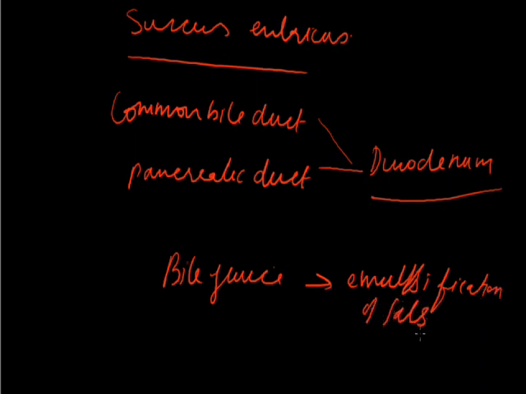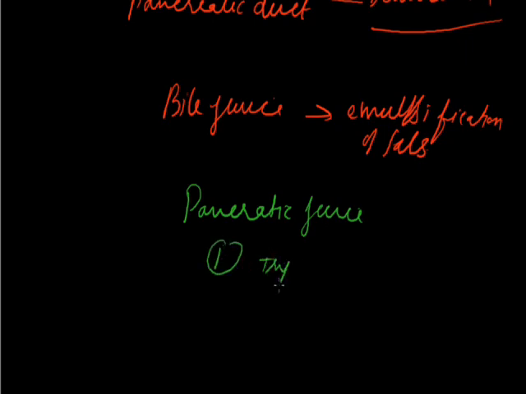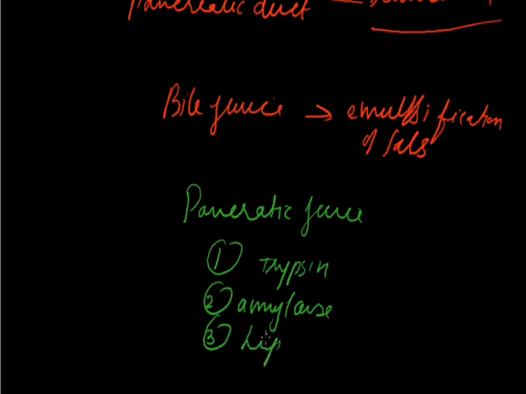On the other hand, pancreatic juice is the major digestive juice of the body. The juice contains three main enzymes. It consists of many enzymes, and the most important are trypsin, which will act on protein; second, amylase, which will act on starch; and third, lipase, which will act on lipids.